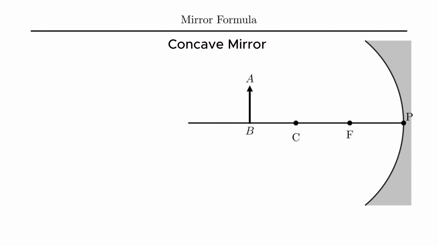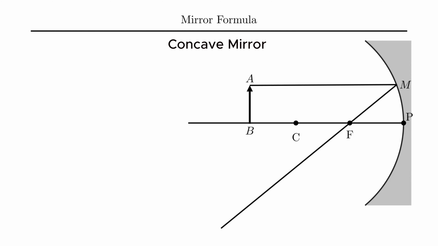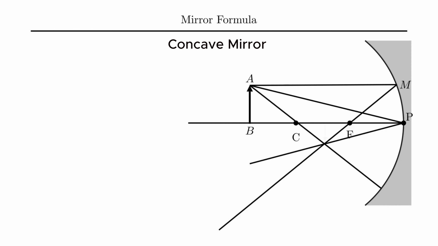A ray parallel to the principal axis is incident on the mirror and passes through the focus. Another ray is passed through C that retraces itself along the original path. At last, a ray is incident at the pole that is reflected at the same angle in accordance with the laws of reflection. The point of intersection is where the image will be formed. Since it lies below the principal axis, the image is inverted. It can also be seen that the image is diminished in size. Label this image as A'B'.